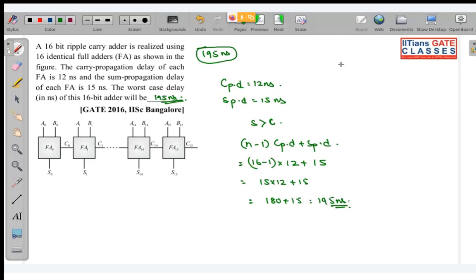If we had reversed this, what if CPD was 15 and SPD was 12, then what? As S is less than C, the formula will be what? It will be N into CPD. So N is 16 into 15. So 15 into 15 is 225, so this will be 240 nanoseconds. Okay, 240 nanoseconds we will get as the answer for this case. Okay, 240. Yes, very good.